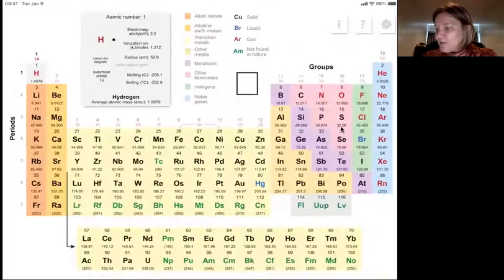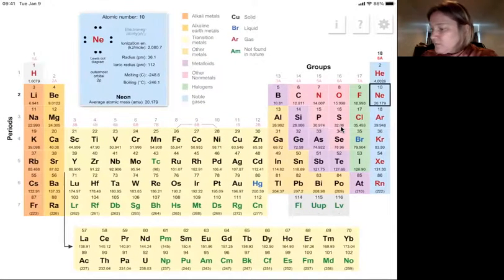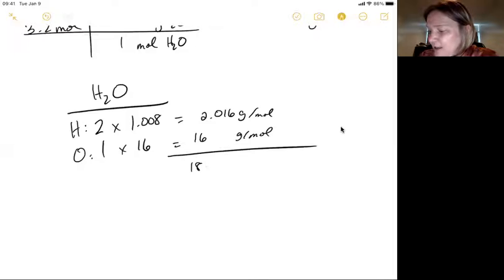And if I go back to the periodic table and I click on oxygen, at the bottom you see 15.999, which becomes 16, so 16 grams per mole. So altogether I have 18.016.